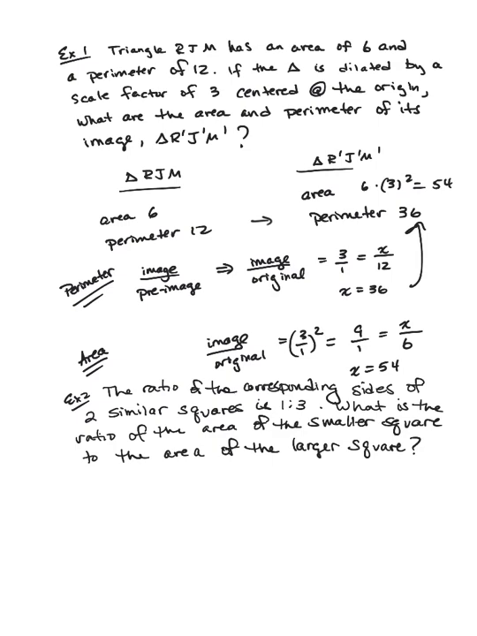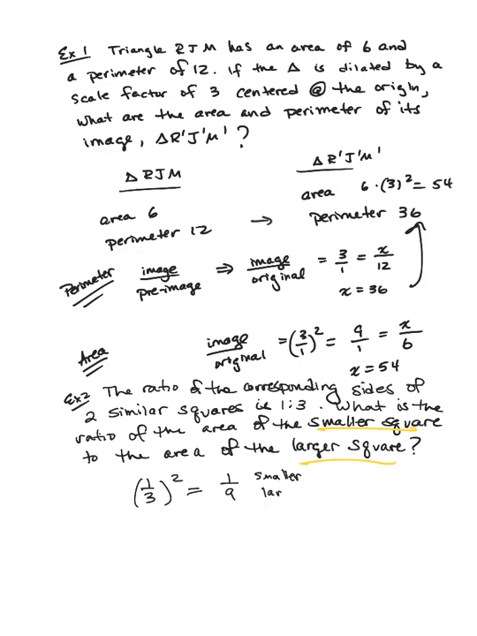Okay, so pause the video, copy down example 2. The ratio of the corresponding sides of two similar squares is 1 to 3. What is the ratio of the area of the smaller square to the area of the larger square? Now make sure you read the problem. We want smaller to larger. Okay, so the original ratio was 1 to 3. So for the areas, you square that ratio. So it would be 1 to 9, smaller to larger.